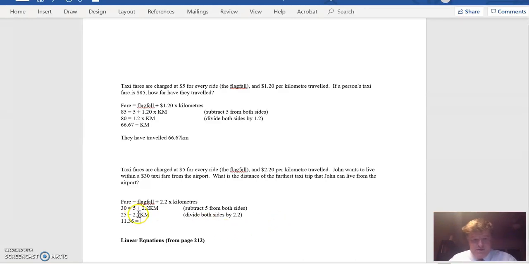And 2.2 divided by 2.2 is just going to give you the number of kilometres. So we know the distance he can live is 11.36 kilometres, and that sounds about right. You know, $2.20 per kilometre. Even around 2 kilometres, it's a little bit further for the 20 cents plus the $5. It seems like it makes sense. So John has to live within 11.36 kilometres.